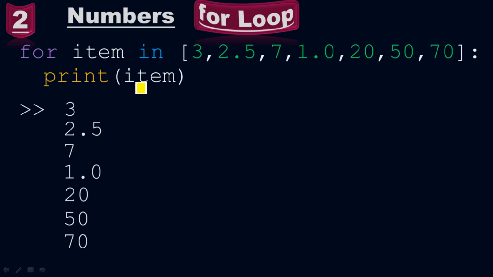If it is A, take the print of A. Since it is item, I took the print of item. Don't forget the print function. The print function will print everything in the output. It is a drop down of these whole numbers in the list. So the for loop iterates on each and every single item. First it iterates on 3 and shows it here in the output. Then it iterates on 2.5, and then 7, then 1.0, then 20, then 50, and then 70. They will be shown in the output in a drop-down pattern.